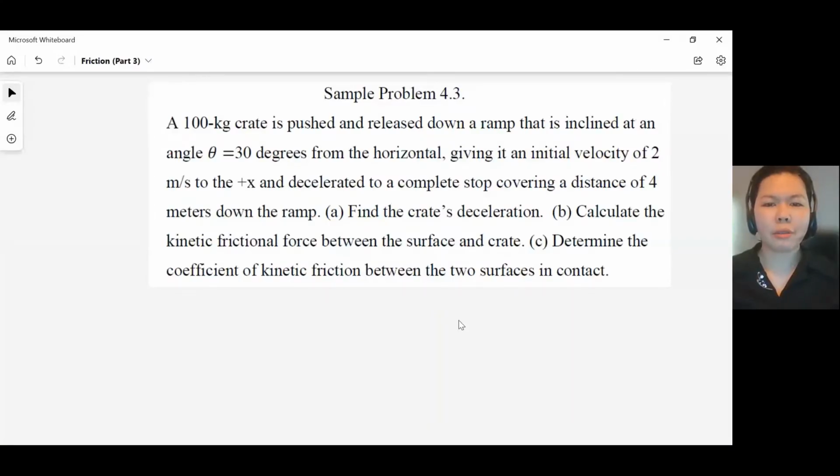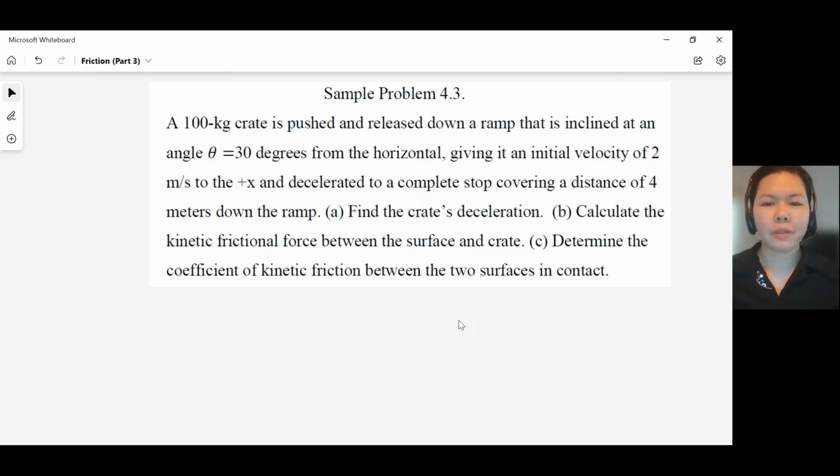A 100 kilogram crate is pushed and released down a ramp that is inclined at an angle of 30 degrees from the horizontal, giving it an initial velocity of 2 meters per second to the plus x and decelerated to a complete stop covering a distance of 4 meters down the ramp.